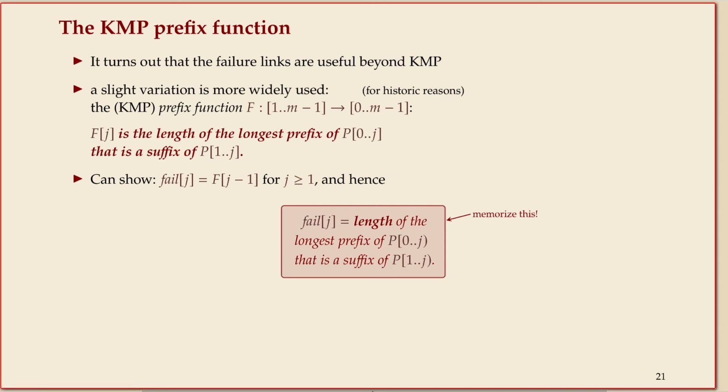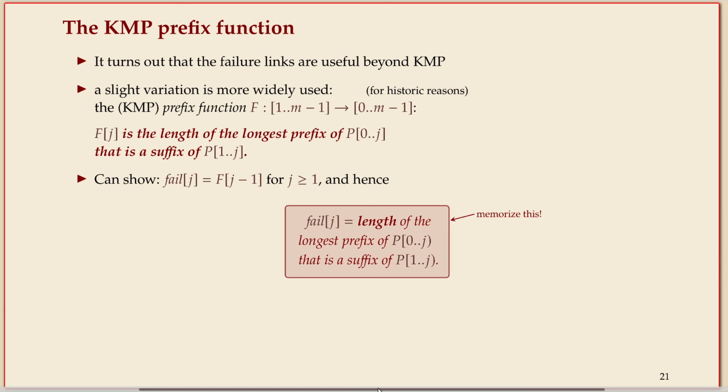The failure function, the failure links that we computed for the KMP algorithm, turn out to be quite versatile and useful in other contexts. And so people have reinvented this a few times with different notation. There's a thing called the KMP prefix function, which is essentially our fail, but shifts the index by 1. And there's an alternative definition for fail, or for f. And I think that's worth memorizing, worth for you to keep in mind.